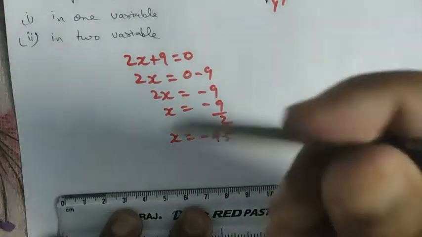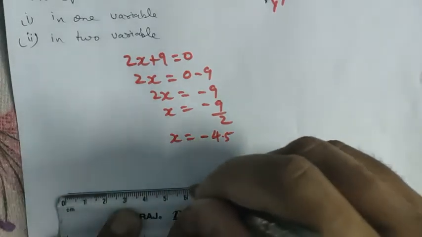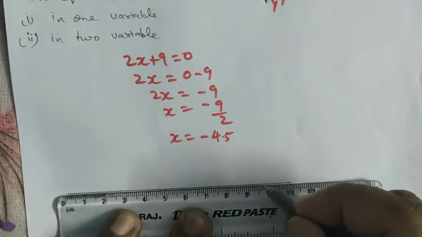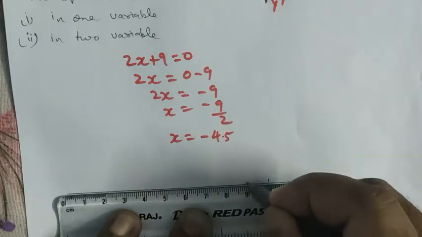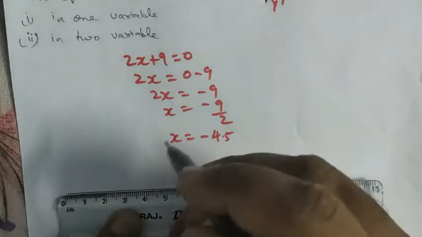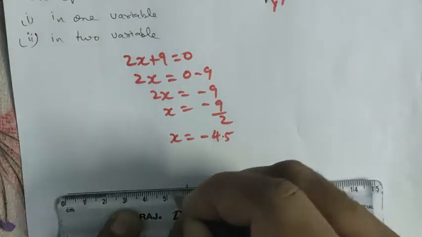On a simple number line, we will draw a number line like this, and we have to plot minus 4.5. So this will be like this. So these are the points.